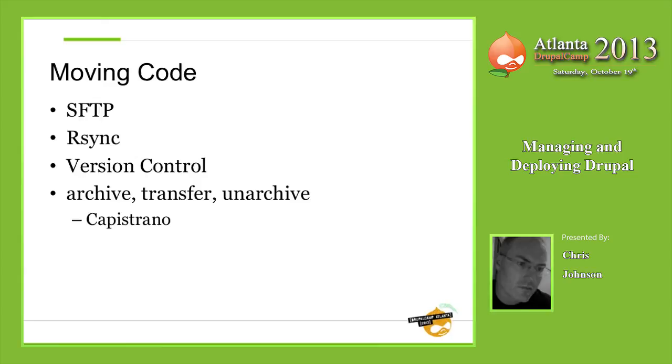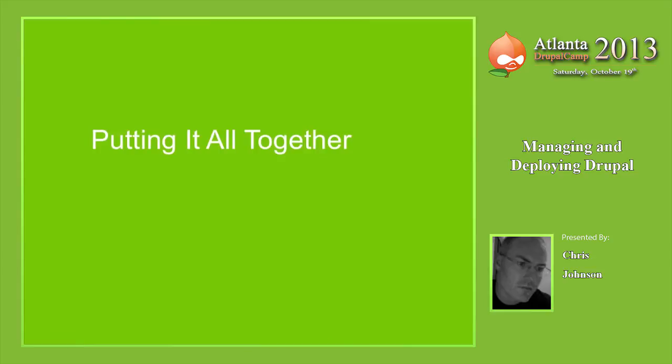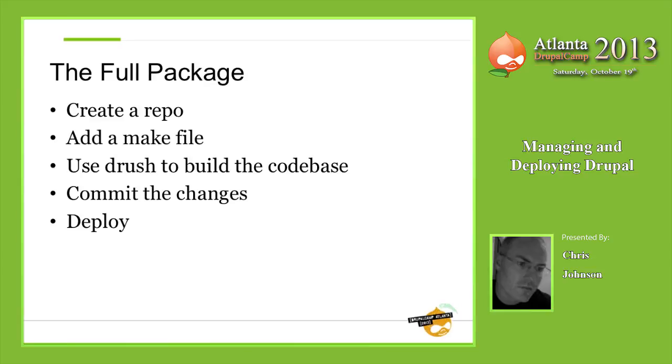So that's pretty much everything. I was hoping to have enough time to do a top to bottom example for you, but we really don't. But conceptually: create a repo, use a make file, use Drush to build that code base for you, commit the changes, and then deploy the system. That's a much better workflow for you, and it's much more manageable. I'm free for questions. I know we're getting a little short of time and people probably want to get to their next session, but I'm available if anybody has any.